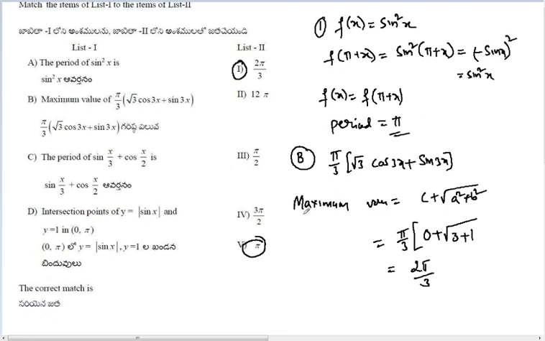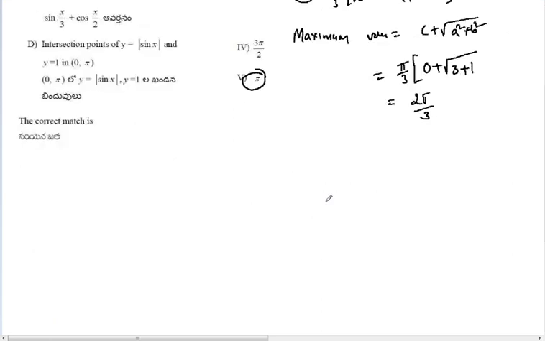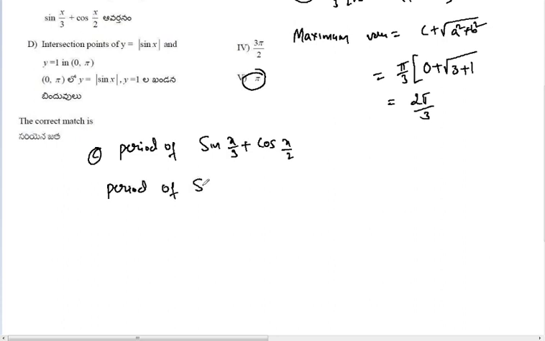And the period of sin x by 3 plus cos x by 2. Third option C. Period of sin x by 3 plus cos x by 2. First period of sin x by 3 is, that is equal to sin x period is 2 pi. Here is x coefficient is 1 by 3, that is equal to 2 pi by 1 by 3, that is equal to 6 pi.